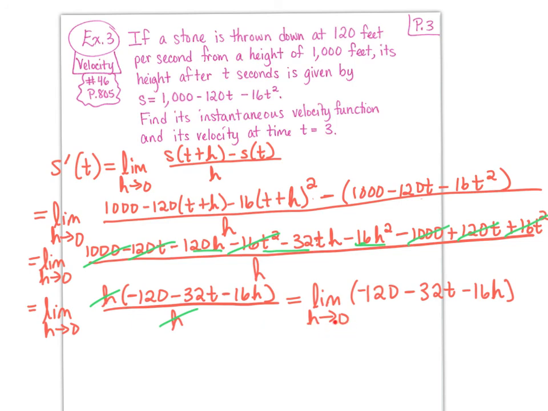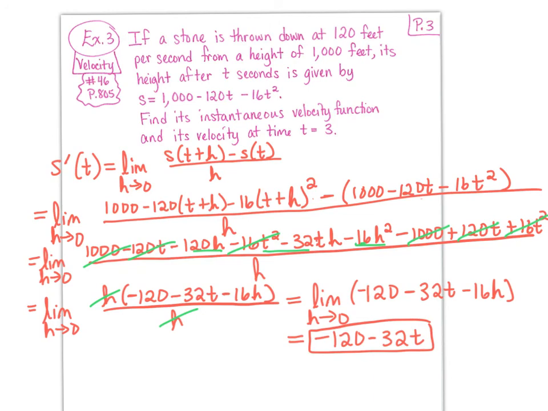Now as h approaches 0, what do we get? As h approaches 0, what is that? Talk loud. Negative 120 minus 32t. Very good. Negative 120 minus 32t. That means this is your instantaneous velocity function. A lot of work, but that's your instantaneous velocity function.